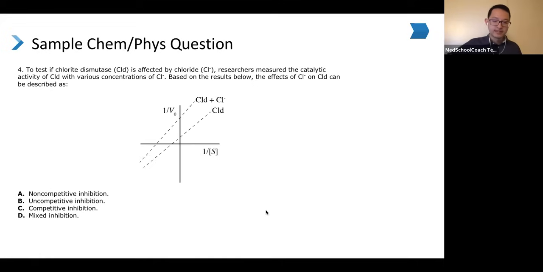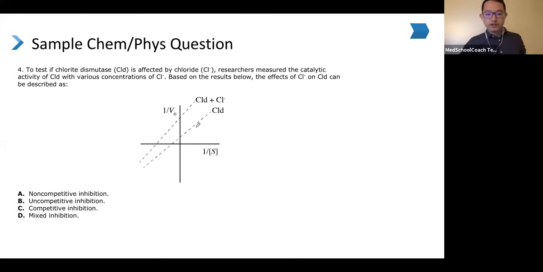This question is a biochemistry question, and biochemistry is a really high yield topic for the MCAT. Among the natural sciences, biochemistry is the 2nd most tested subject after biology. Looking at diagrams like this with a Lineweaver-Burk plot, these are very high yield topics that you definitely want to make sure you review and know very well for the exam.